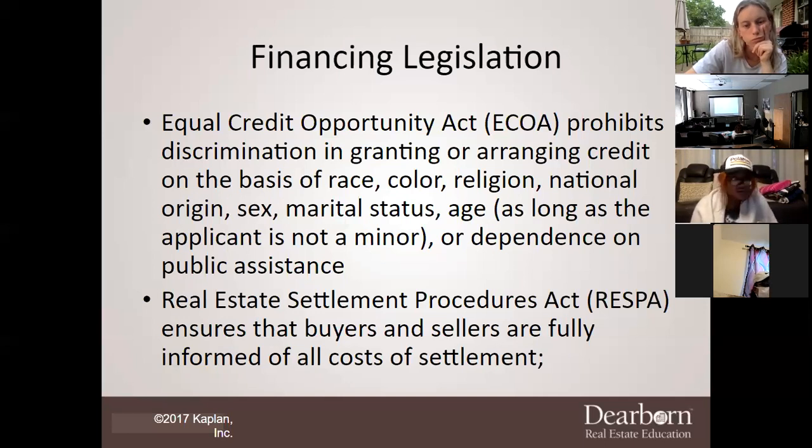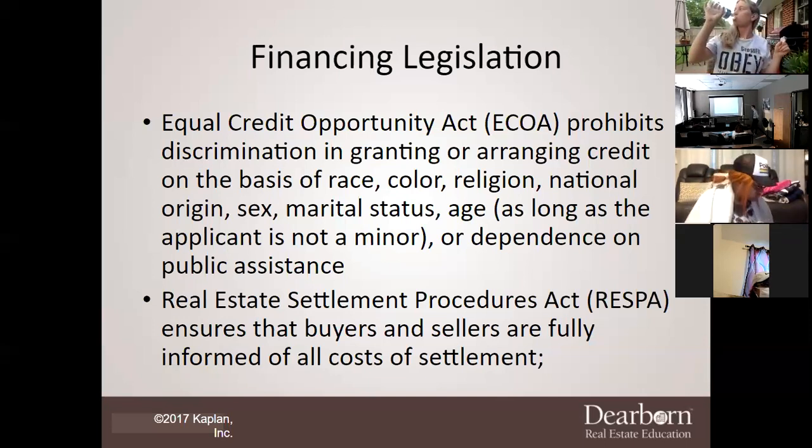You may see RESPA on your test as well. It ensures that buyers and sellers are fully informed of all costs of the settlement. You'll probably see both of them. So it just ensures that they know what they're going to pay, what the costs are. So there's no predatory lending and stuff like that. In practice for real estate, what we'll get is, right before, within, I think it's 3 days.